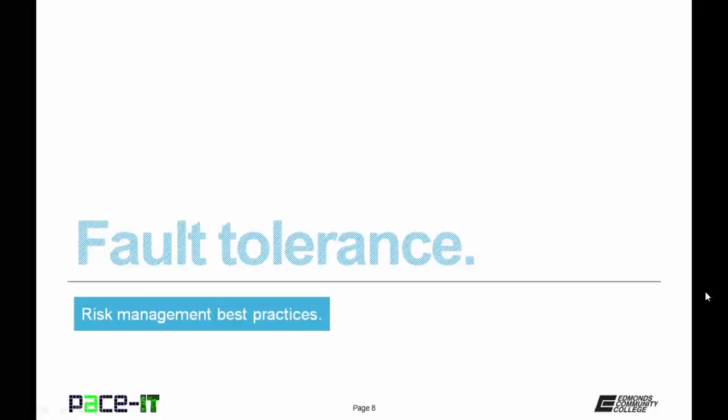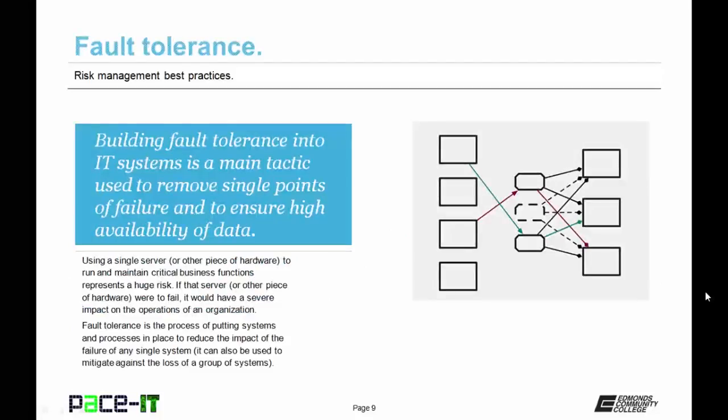Now let's move on to fault tolerance. Building fault tolerance into IT systems is a main tactic used to remove single points of failure and to ensure high availability of data. Using a single server or other piece of hardware to run and maintain critical business functions represents a huge risk. If that server were to fail, it would have a severe impact on the operations of the organization. Fault tolerance is the process of putting systems and processes in place to reduce the impact of the failure of any single system. It can also be used to mitigate against the loss of a group of systems.